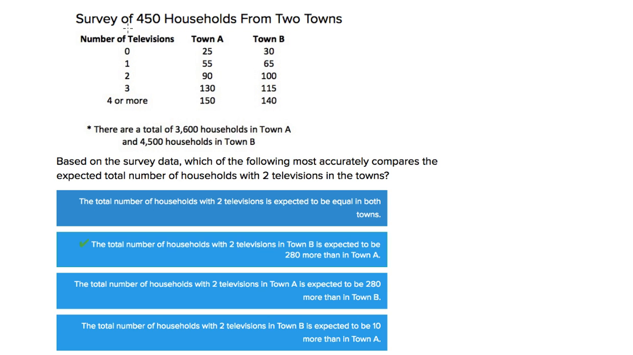So we're given this table that has a survey of 450 households from two towns. Each town, Town A and Town B, had 450 people surveyed about the number of televisions they have in their home. Based on the survey data, which of the following most accurately compares the expected total number of households with two televisions in the towns?